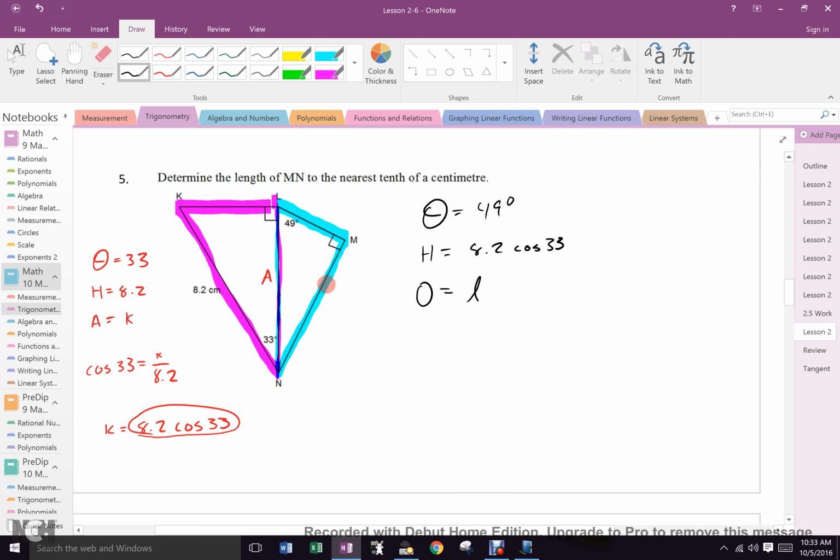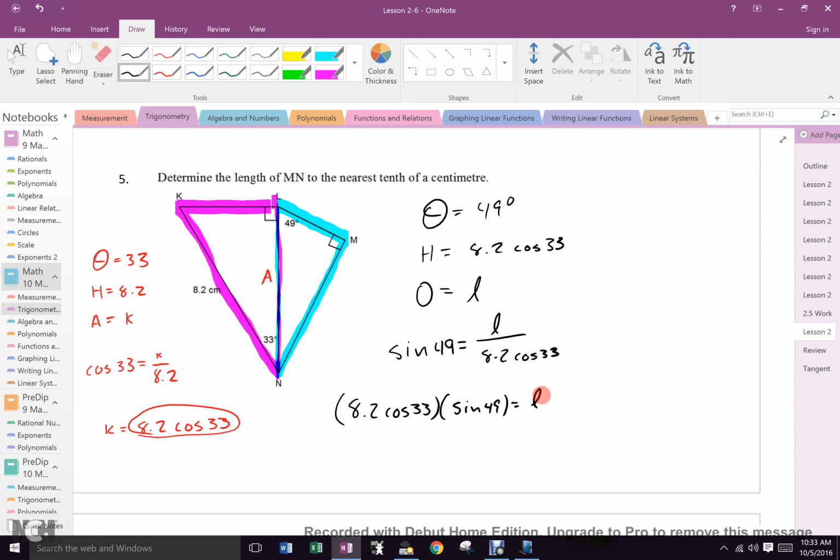Everybody with me? What uses O and H? Sine. So sine 49 equals O, which is little l, over 8.2 cos 33. Since the thing I know is on the bottom, what do I do with these two? Multiply. So I got to do 8.2 cos 33 times sine 49. And that will get me L. Now, if I go to my calculator, do I get one answer? Yes. And that is where I can round.